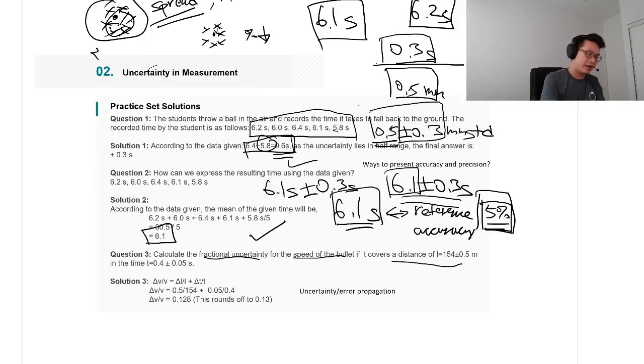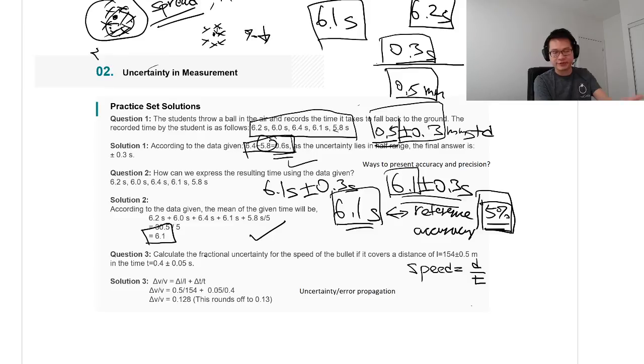Okay, so we are looking at the speed of a bullet. We have the distance, and also we have the time. So how do we find the speed? The speed will be equal to the distance, which is d, over time. So this will be the mathematical equation or mathematical operation. You are going to find the distance and time.